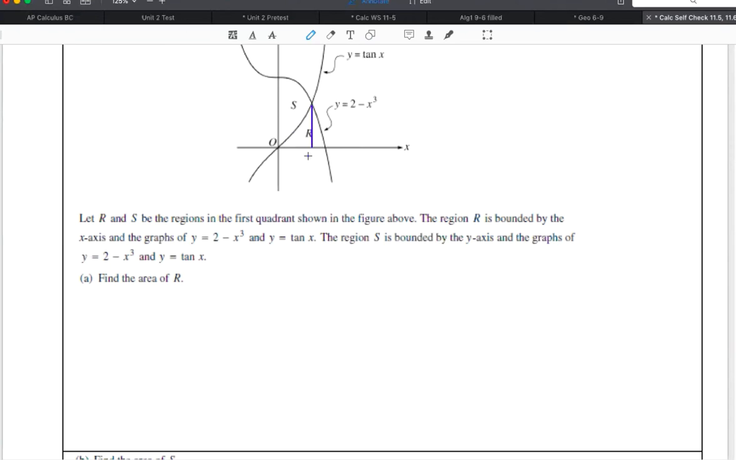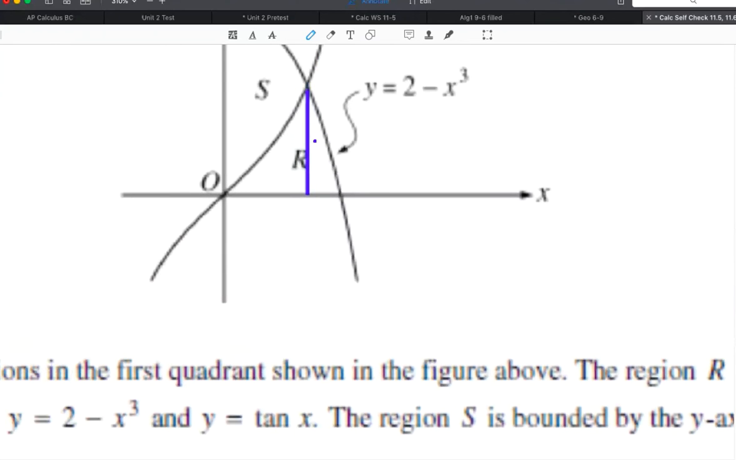But we need to find the x-coordinate of this intersection, because otherwise we can't find the bounds on our integral. So the first step is to find where these two functions intersect, and what the x-coordinate of this intercept down here is. This is obviously happening at 0 because it's a tangent function, so we can skip that.